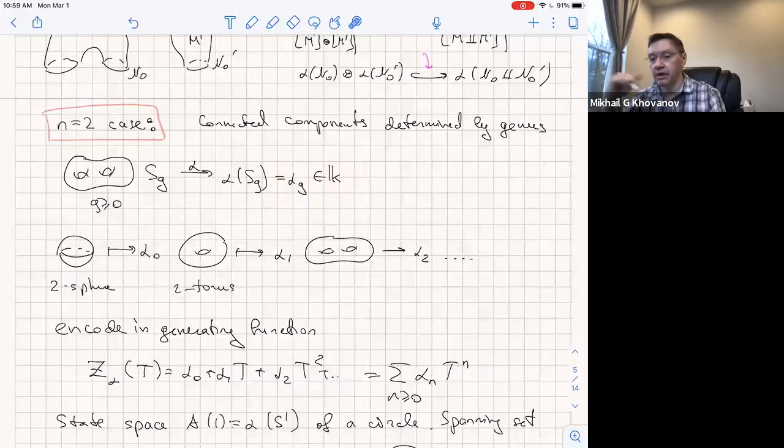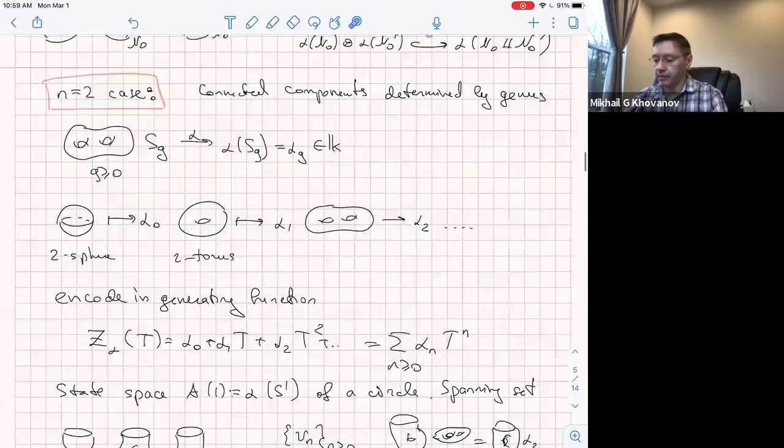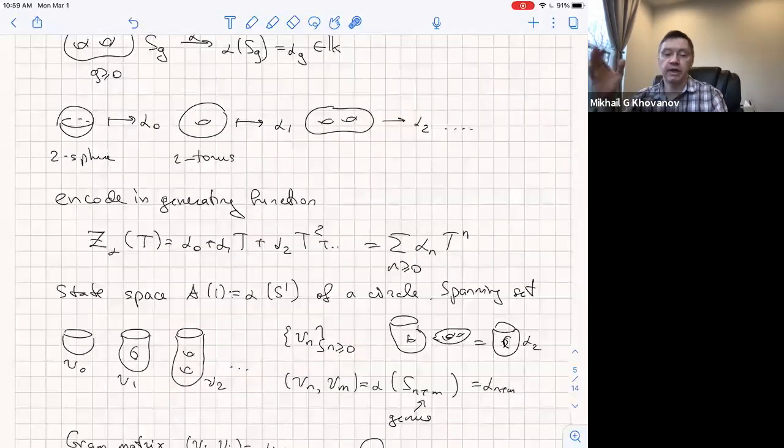So our theory alpha is determined by its values on the two-sphere, assigning the number alpha null, on the two-torus, alpha 1, genus 2, alpha 2, and so on. So that's a sequence of elements of the field, alpha null, alpha 1, alpha 2, etc. We can encode the sequence by its generating function in a variable t. We can write this sequence using our series z alpha of t, alpha null plus alpha 1 t, alpha 2 t squared, and so on, which you can also write like this. So the data in dimension 2 is just a sequence of elements of K.